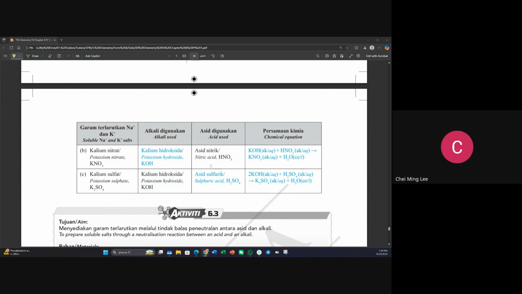Now the next one, potassium. You see sulfate, right? We want to get sulfate, so we use sulfuric acid. So with the potassium hydroxide, we will get potassium sulfate with water. All right. So these two.